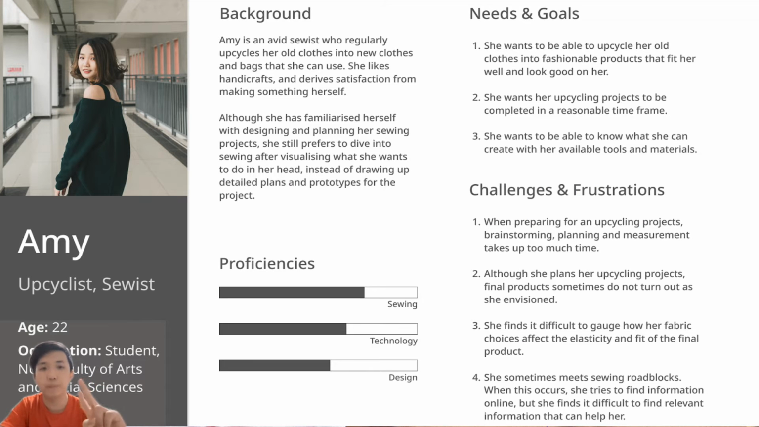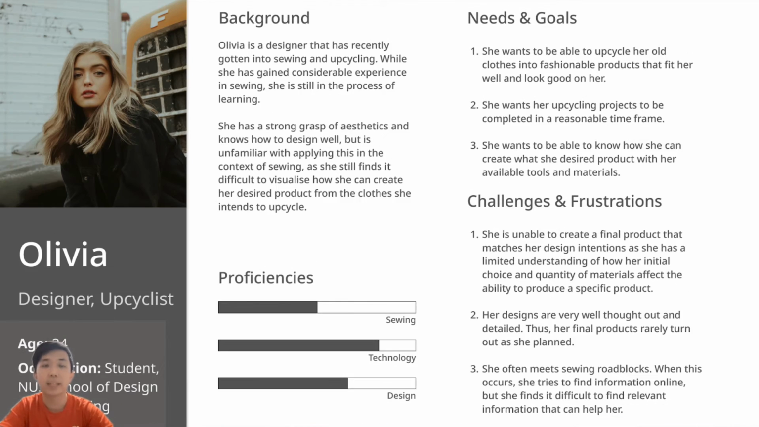We developed 2 personas: Amy, who is an avid sewist facing issues in the design process, who really wants to sew but doesn't have much inspiration to come up with designs, and Olivia as our secondary persona, who is relatively new to the world of sewing but has no issues with inspiration or coming up with projects.